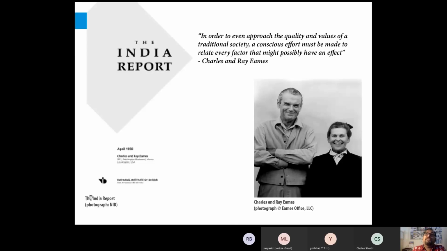One of the ideas of Nehru was also that when Charles and Ray Eames suggest what we have to do, it will be very modern looking. But actually, if you look at the India Report itself, it's very fundamental, and it talks about a lot of commonsensical things and a lot of foundational things.